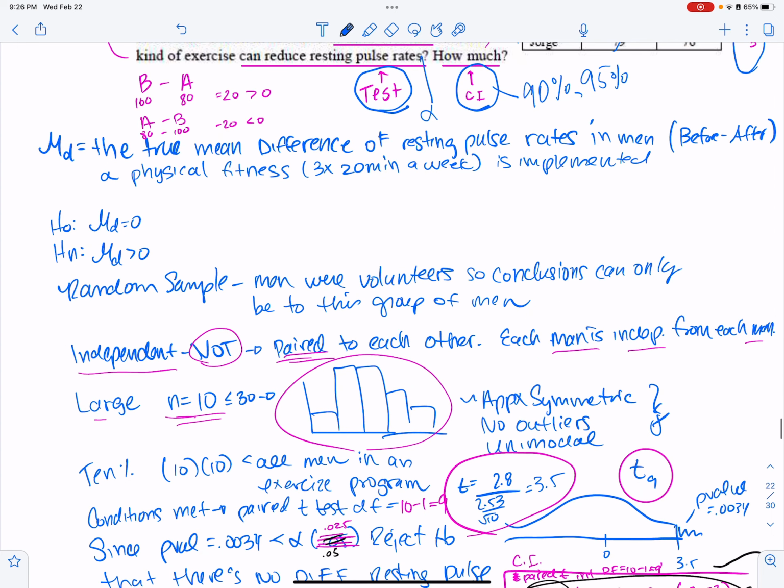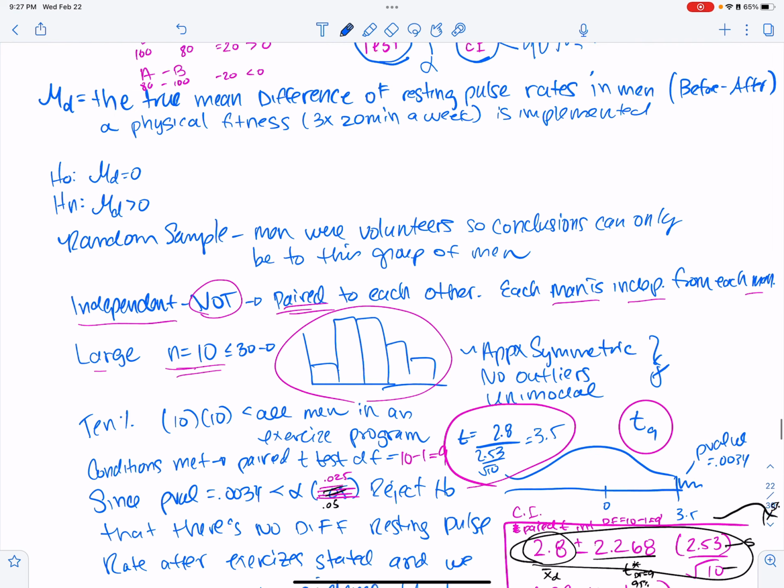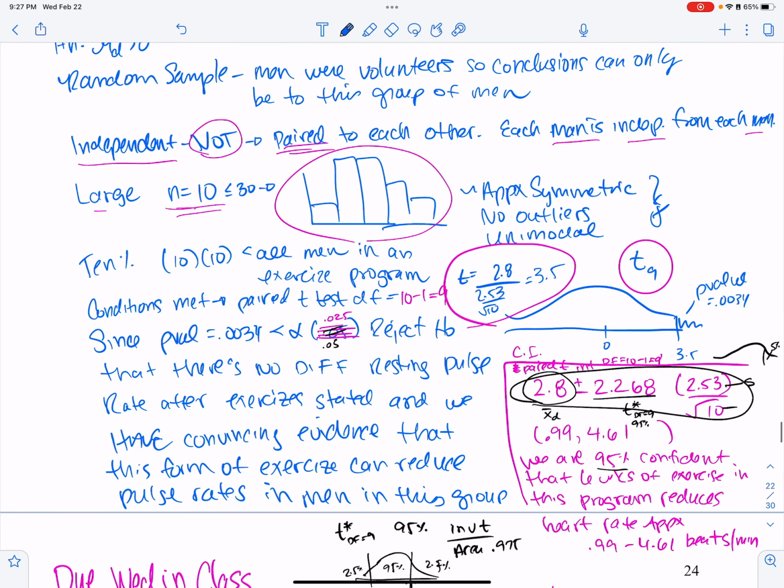So my H0 is mu d equals 0. My Ha is mu d is greater than 0. My conditions are random sample: men who are volunteers, so conclusions can only be made to this group of men because they are volunteers. If you look up there, it says that.